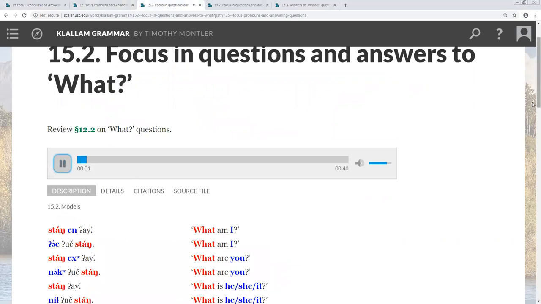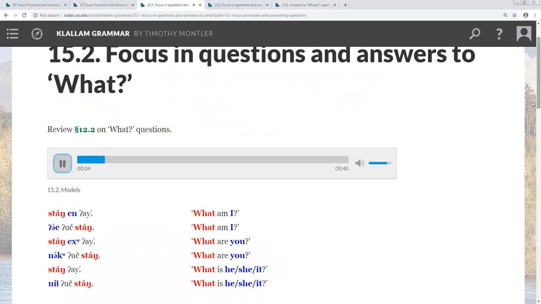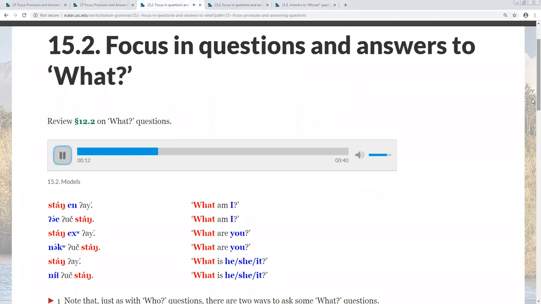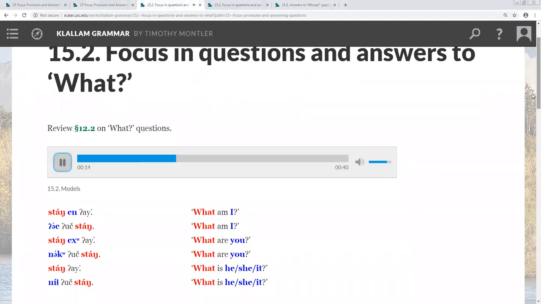What am I? Stone tonight. Stone tonight. What am I? At your stone. At your stone. What are you? Stone tonight. Stone tonight. And what are you? Nook or stone. Nuk urch stan. Nuk urch stan. What is he? Stan ai. Stan ai. And what is he? Or what is it? Nish urch stan. Nish urch stan.